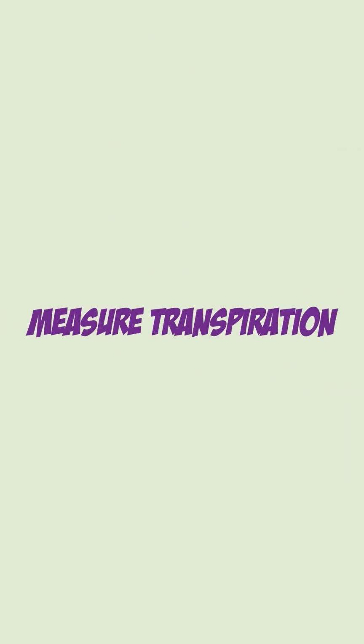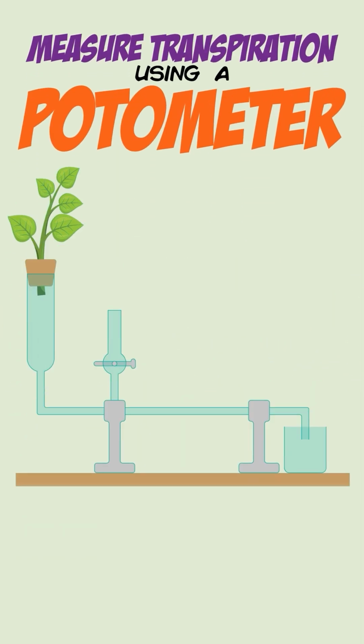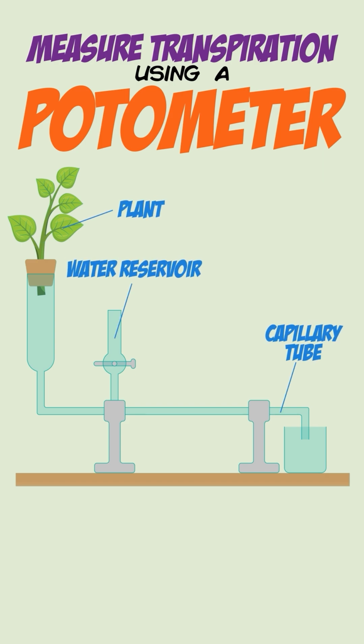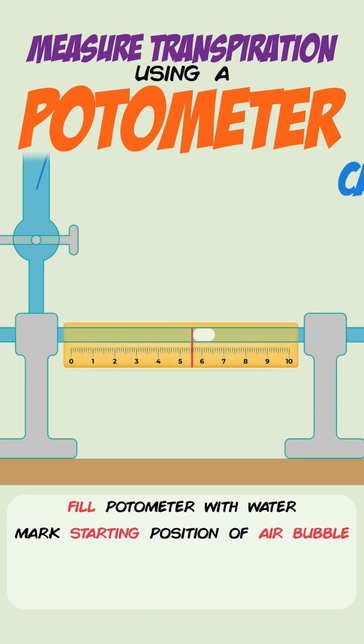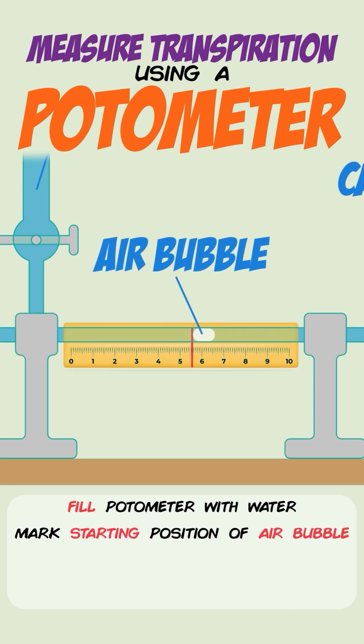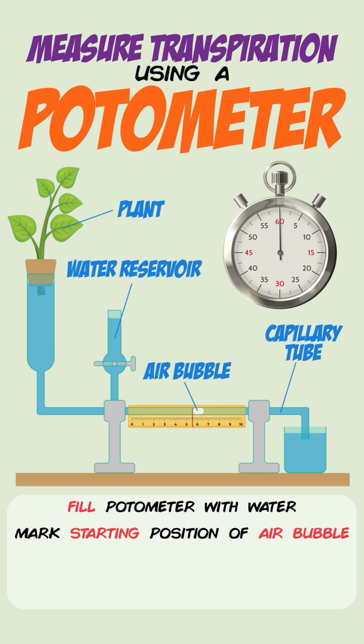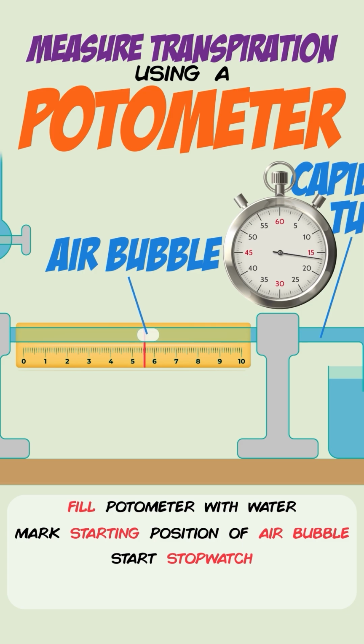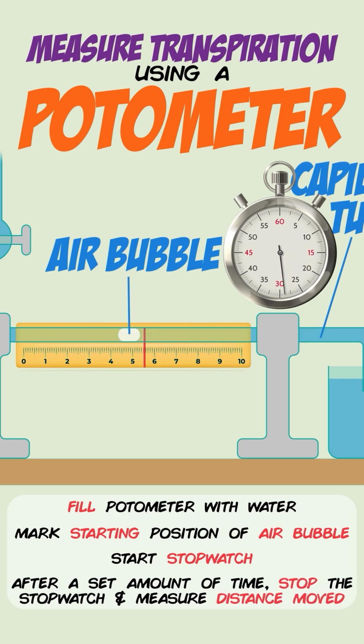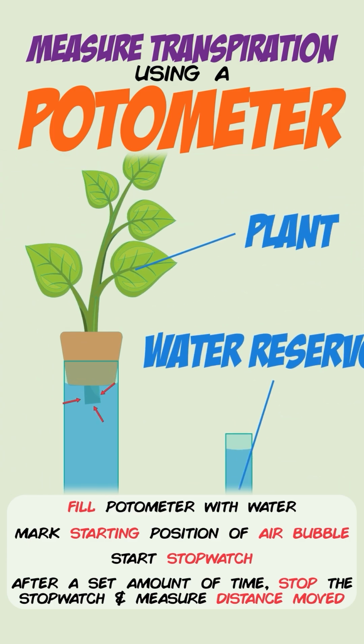You can measure the rate of transpiration by using a potometer to measure water uptake by using the following setup. Just fill the potometer with water and mark the starting position of an air bubble in the capillary tube. Begin the experiment by starting a stopwatch to measure the time, and you'll notice the air bubble move as the plant uptakes water. After a set amount of time, you can note the distance moved by the air bubble to calculate the rate of water uptake.